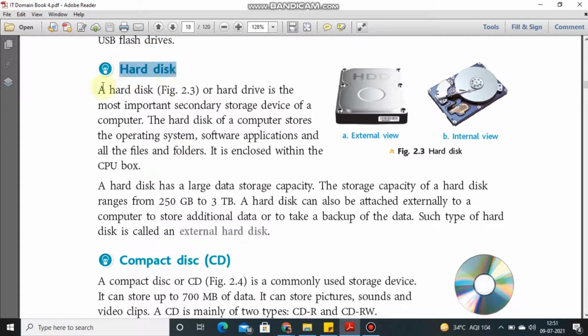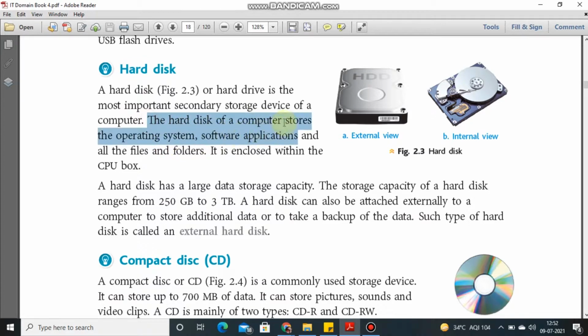Hard disk. A hard disk or hard drive is the most important secondary device of a computer because it can store a lot of data. It stores the operating system, software applications. All files and folders are stored in the hard disk. So ये all are important documents, information. Hence it is an important secondary device.